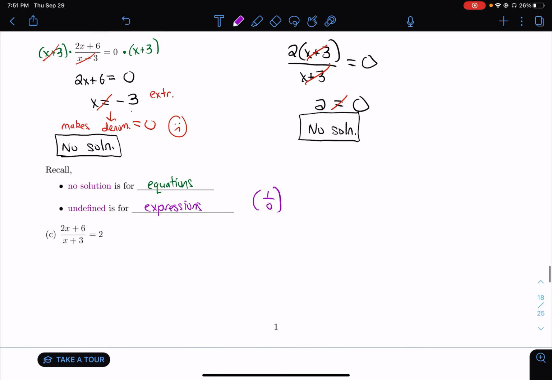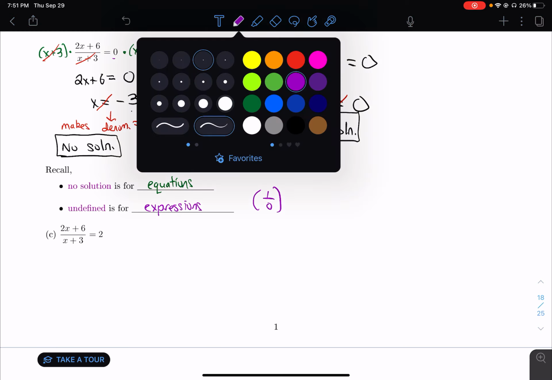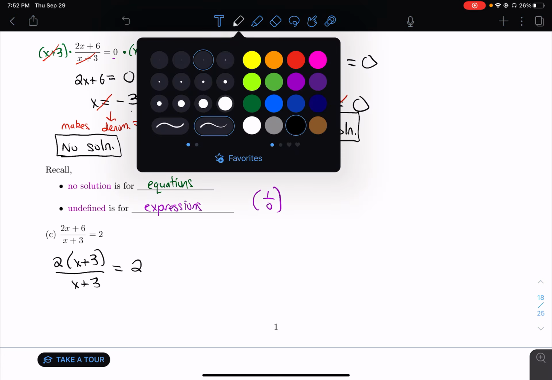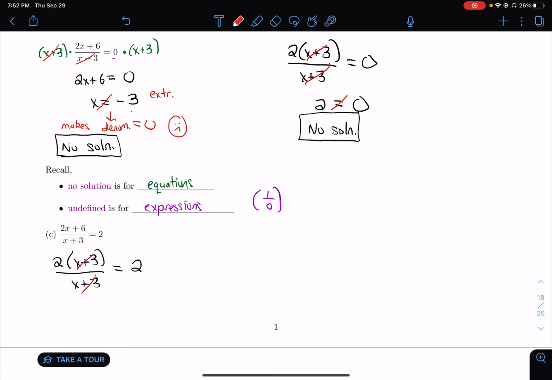All right, let's take a look at another example. Part C, I'm just going to change the number on the right to 2 instead of 0. Let me do it with the factoring. Let's factor the numerator. If I factor out a 2, I'll be left with x plus 3. And then I got that other x plus 3 on the denominator. And this equals 2. Those x plus 3s are going to cancel. So this x plus 3 will cancel with that one. And that leaves us with 2 equals 2.